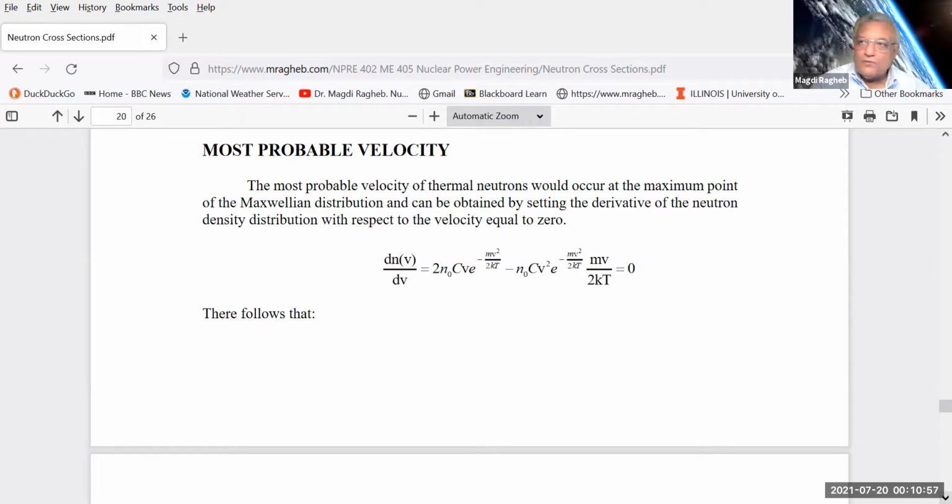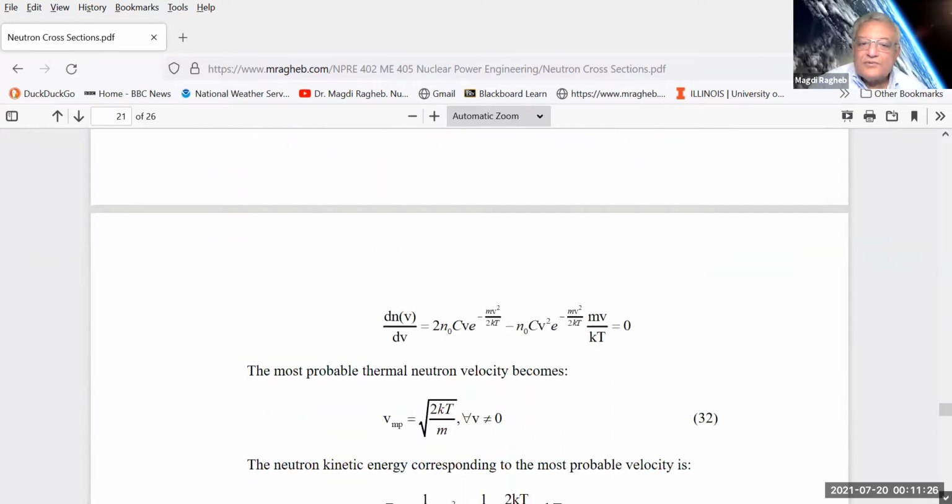So what is the most probable velocity? The most probable velocity is the velocity of the neutrons when they are at the peak of the distribution, where the slope at the peak of the distribution is 0. So to determine the most probable velocity of the neutrons in a Maxwellian distribution or a reactor operating at a given temperature capital T, you take the derivative of the Maxwellian dN(V)/dV and equate it to 0, and then solve for the speed in that case.